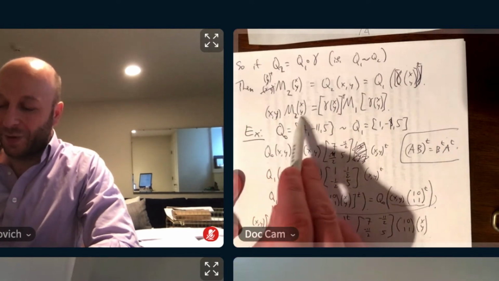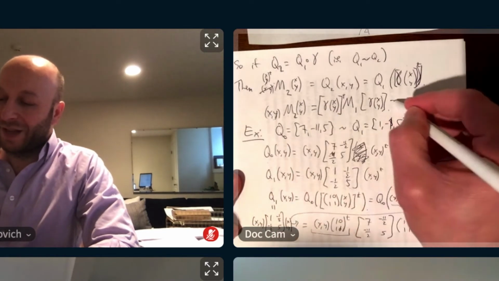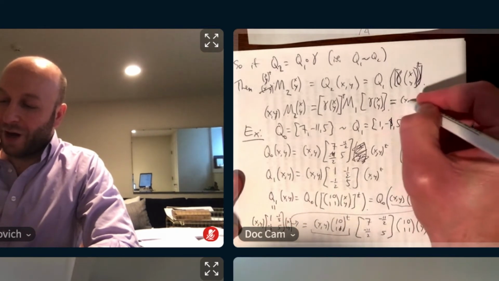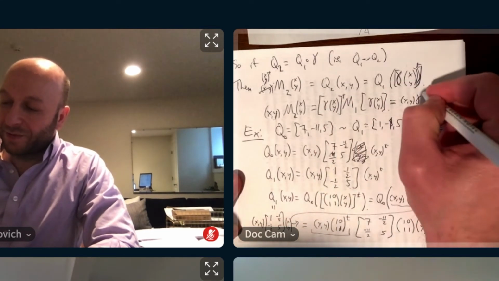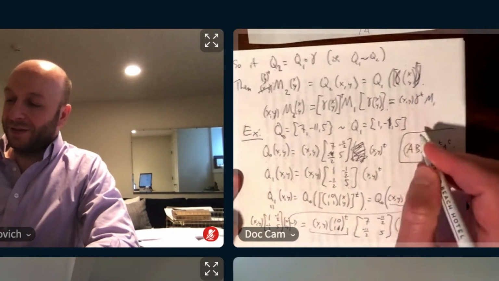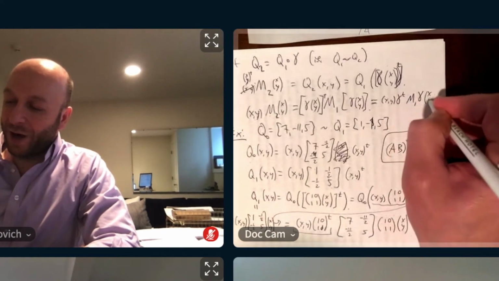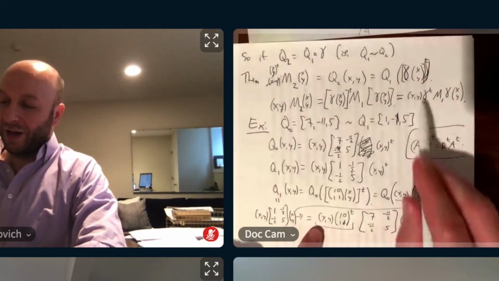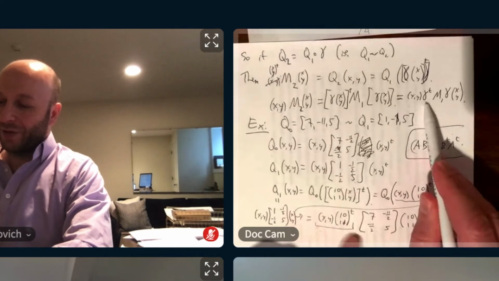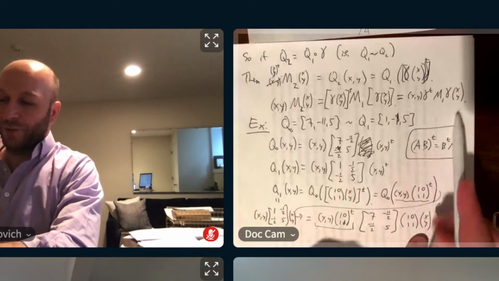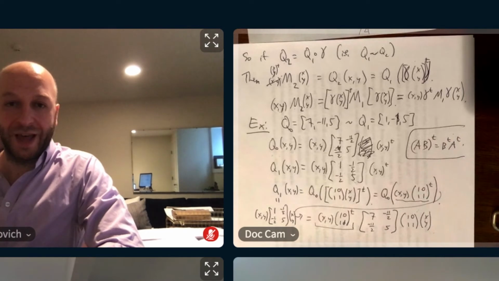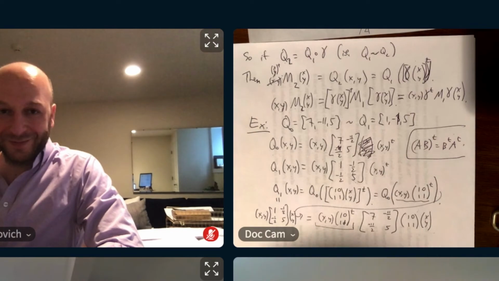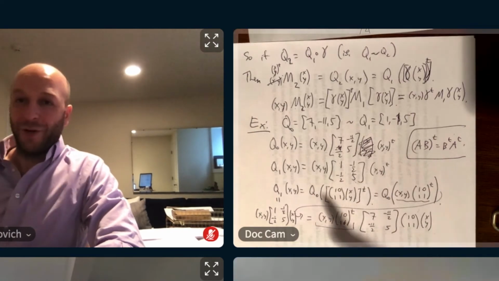xy M2 xy is equal to, let's write this out a little bit more like this. The transpose of this, again, is xy gamma transpose M1 gamma xy, which is exactly what I have down here. I have xy gamma transpose M1 gamma xy. Does everybody see that? Great.